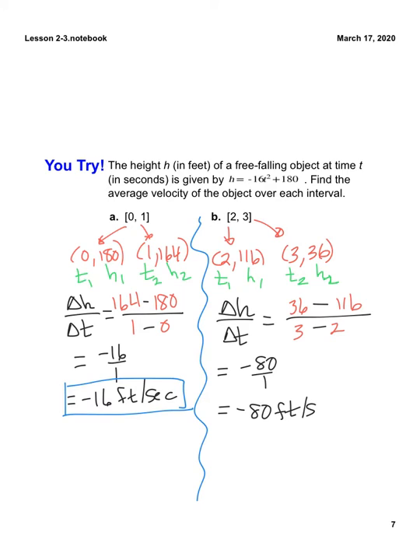So we have a rather quick velocity there. And as you can see, we don't have much height left. And so the closer you get to the ground, 0, the faster this velocity is going to be. So good job.